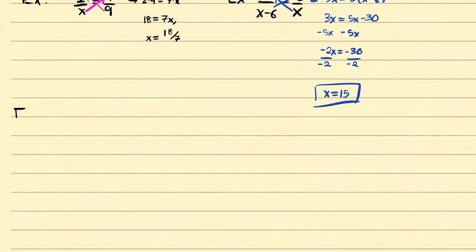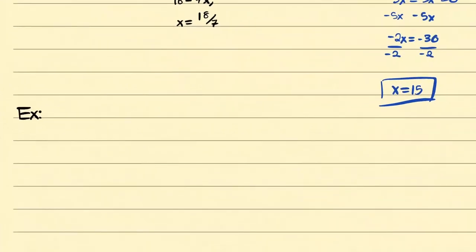But here is where it actually gets ugly. These are the hard ones. Let's see. x over x minus 2 is equal to 5 times x minus 2 divided, or minus 1/2.